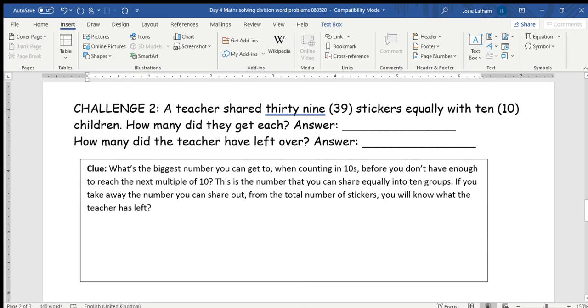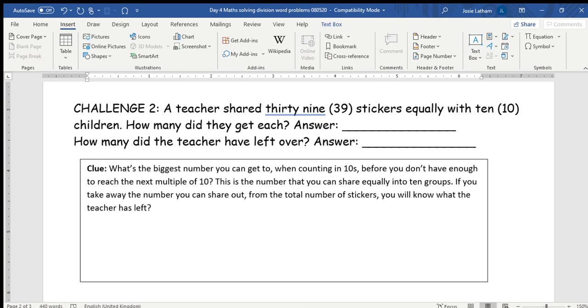I'll read through the next 2 challenges. Challenge 2. A teacher shared 39 stickers equally with 10 children. How many did they each get? That's the first part of your word problem. How many did the teacher have left over? That's the second part. Here's your clue.